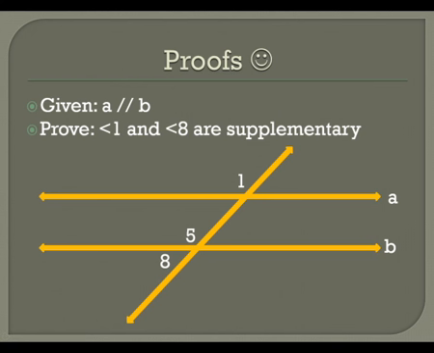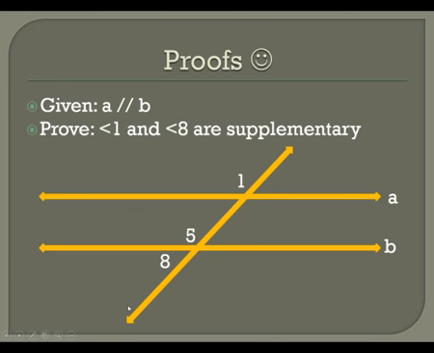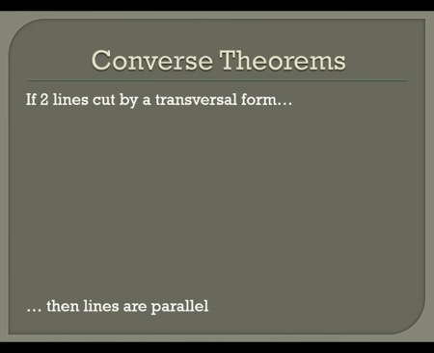So we know alternate interior angles are congruent. We know same side interior angles are supplementary. We know corresponding angles are congruent. We know alternate exterior angles are congruent. So now we're reversing this. So this time we're trying to prove lines are parallel. So before we were given lines are parallel, now we're going to be proving lines are parallel.